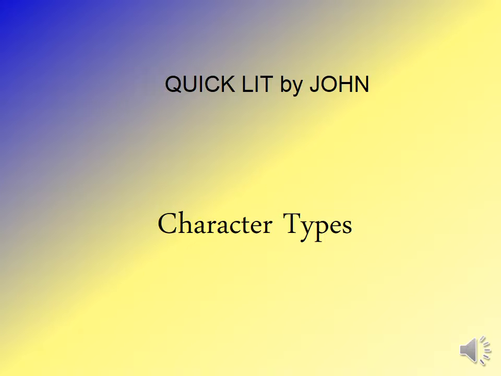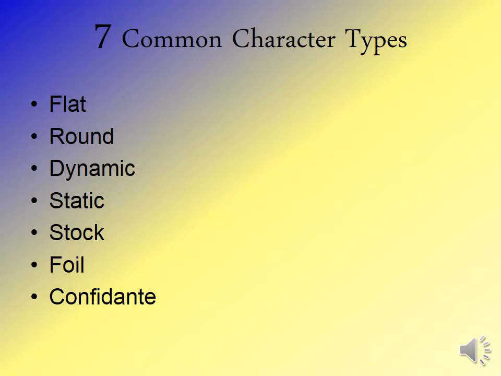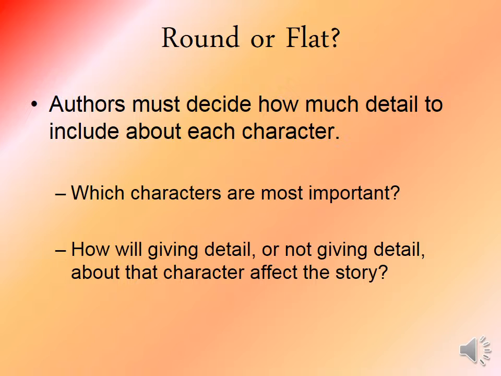Today we are going to be talking about character types. Now there are 7 common character types. These are flat, round, dynamic, static, stock, foil, and confidant. The first 4 are used to describe fairly specific characters, while the last 3 are used to describe generic characters that can be found in most stories.